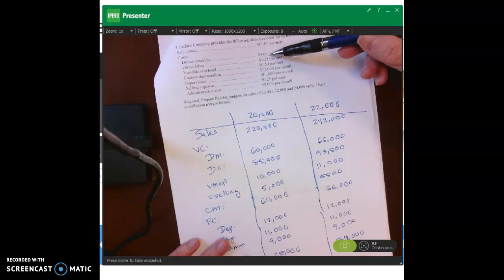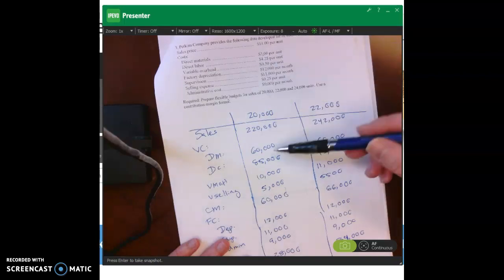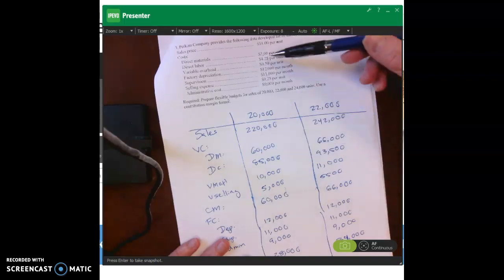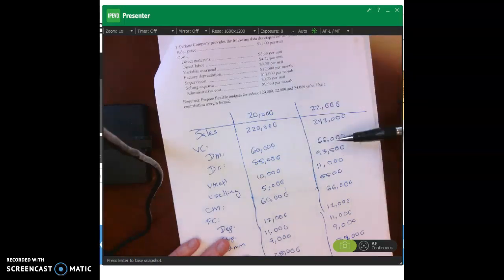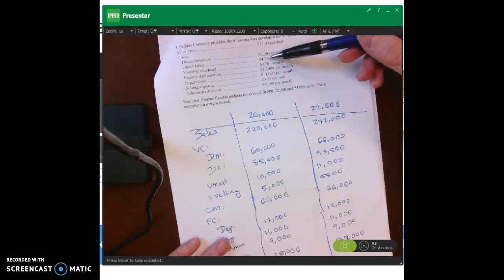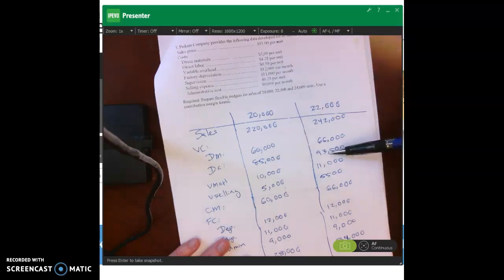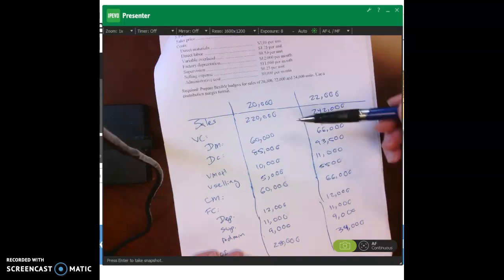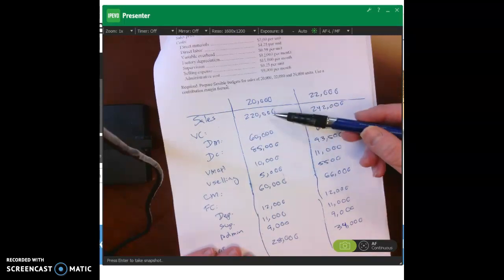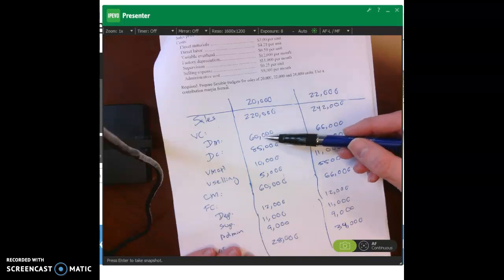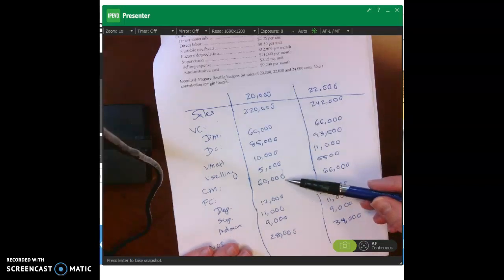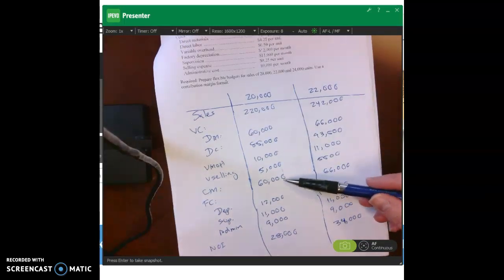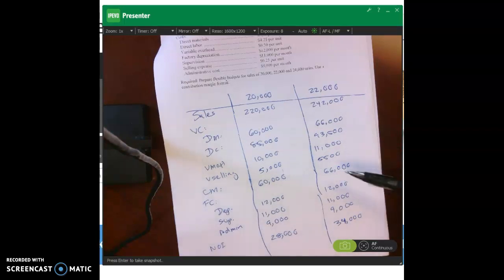My materials cost is $3 a unit times the 20,000, which gives me $60,000. 3 times the 22,000 gives me $66,000. Labor, same thing. $4.25 times the 20,000, and $4.25 times the 22,000 right over here. Same thing with variable overhead and variable selling. The way I get to contribution margin is I take my sales minus my variable expenses, and then that gives me my contribution margin, $60,000, and then $66,000.